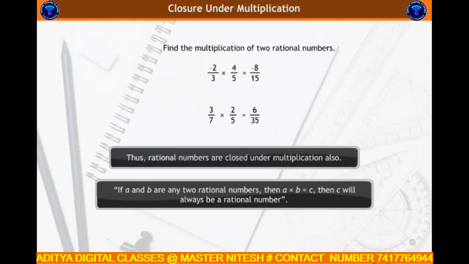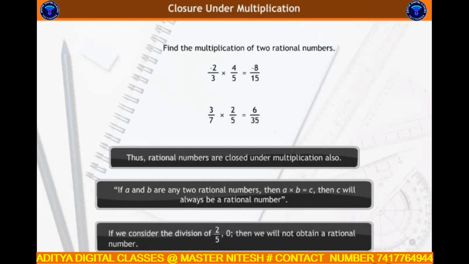But rational numbers are not closed under division. If we consider the division of 2 by 5 rational numbers, then we will not obtain a rational number. This is because division of a rational number by 0 is not defined.